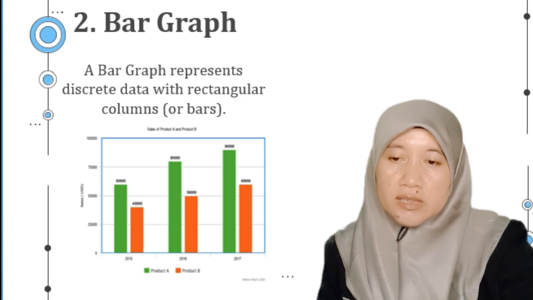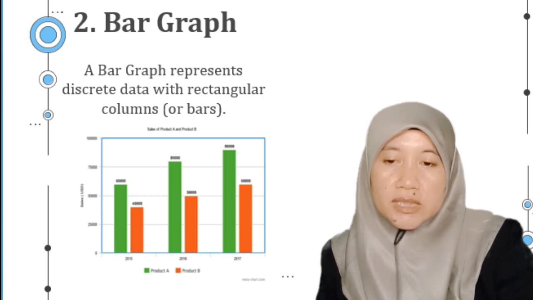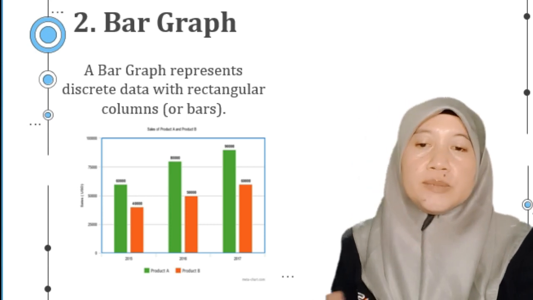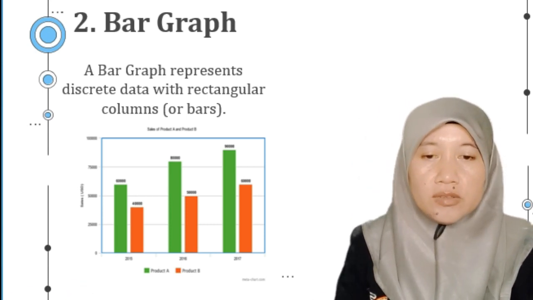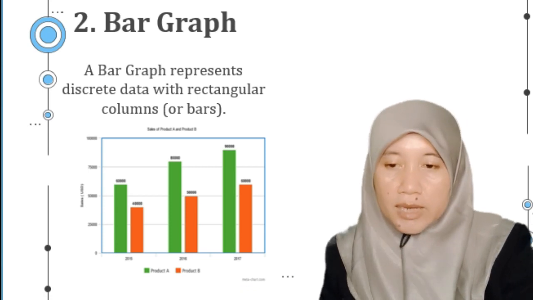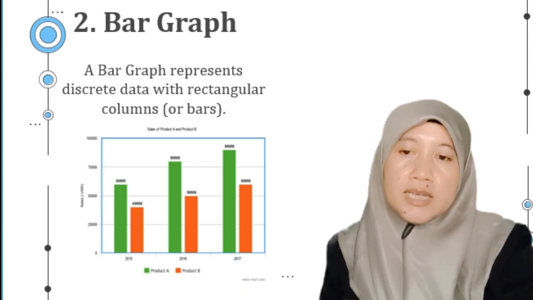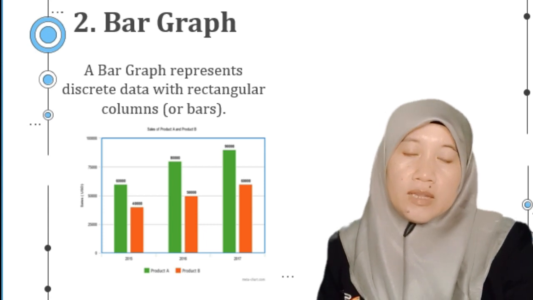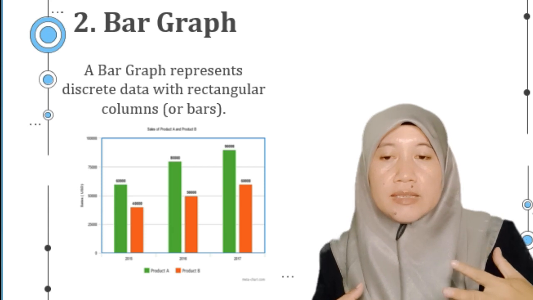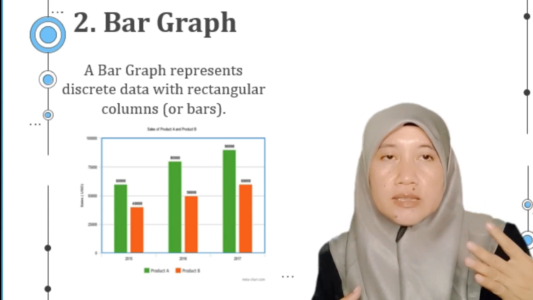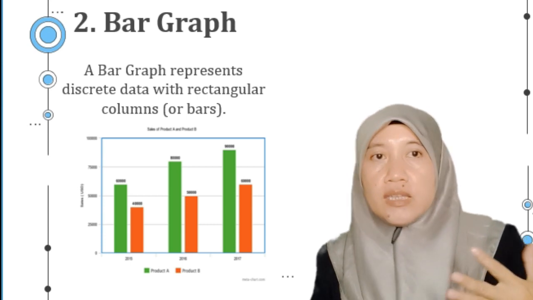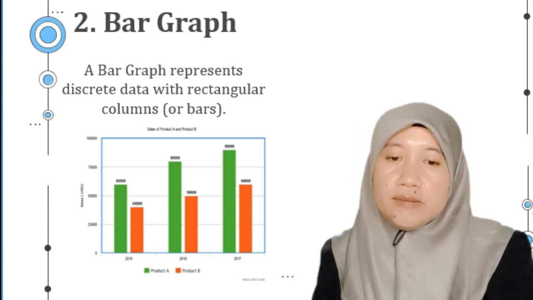Based on this picture, the picture above illustrates the total sum of sales of a product. Here, there are two products, product A and product B. And this picture also explains the sum from the product over 3 years, from 2015 till 2017.